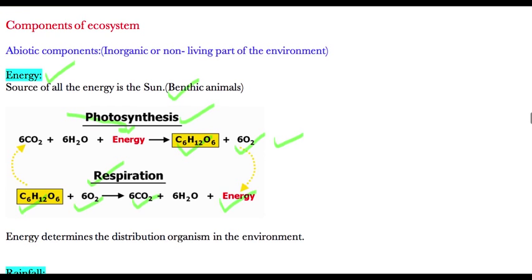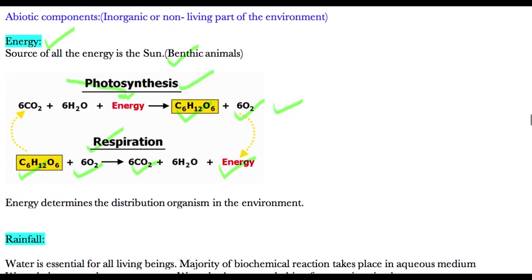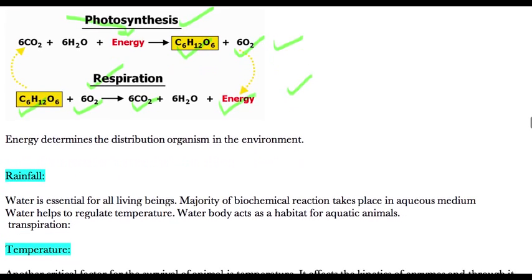So energy determines the distribution of organisms in the environment, and this is true for terrestrial animals, wherein plants play this role. The same role is played by phytoplanktons in the sea. That also we will see later.